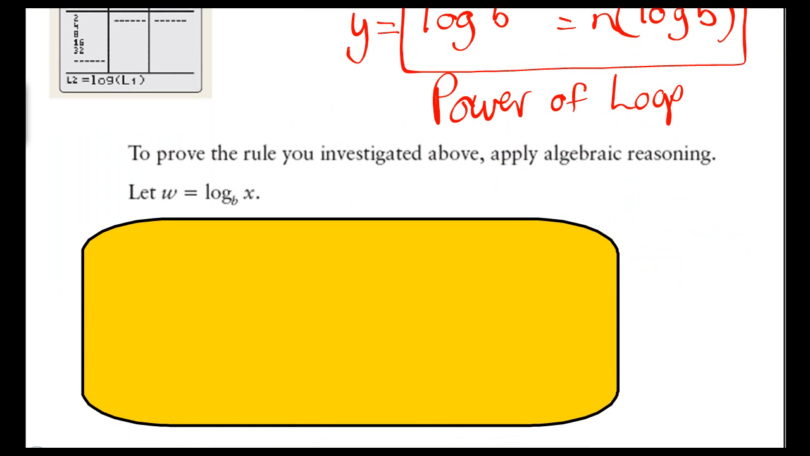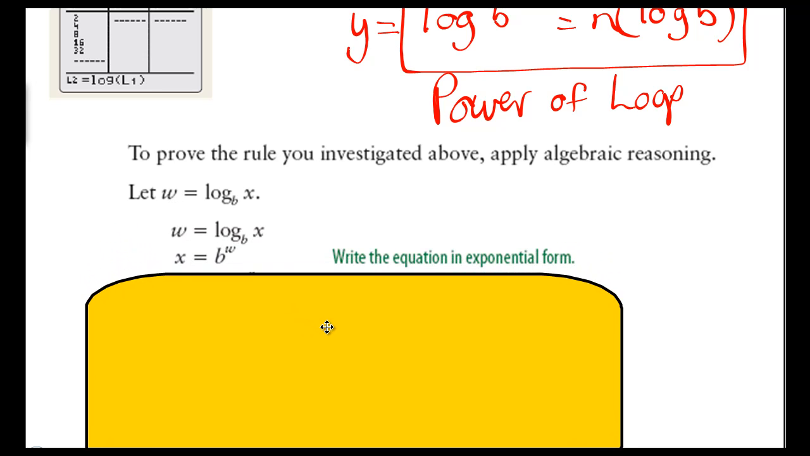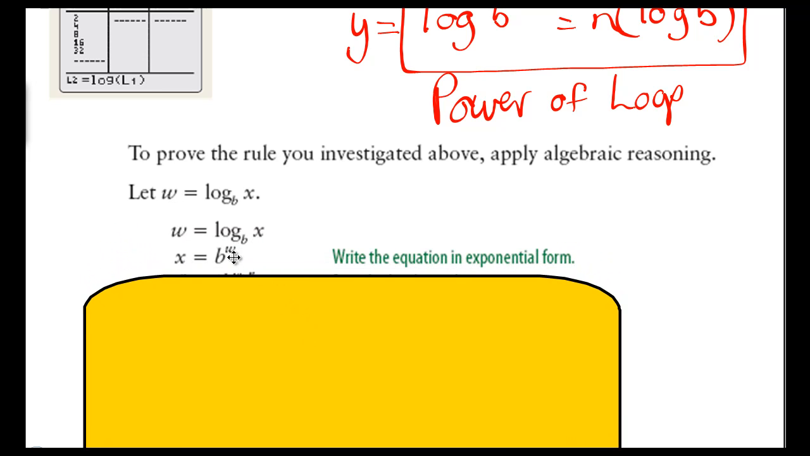There is an algebraic proof as well, and it's important that we take a quick look at it. They start by saying let w equal the log of x with the base b. Now w is just a variable, we could have picked any letter to the left here. What they did is they rewrote it as its exponential form. Remember, find the base, put it to the power w, and set it equal to x.